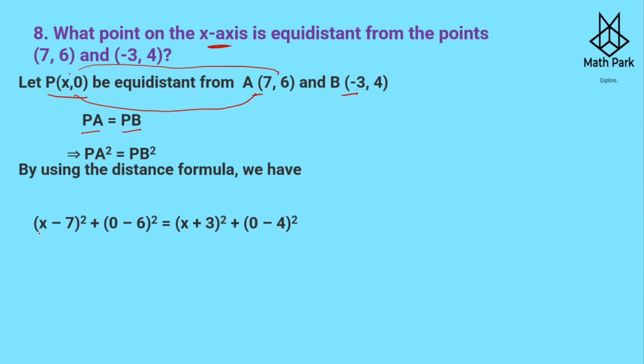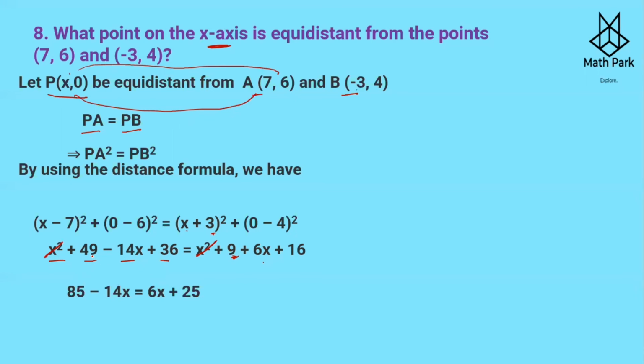Using a square minus b square, you get x square plus 49 minus 14x, 2 times 7, 14x, plus 36 for 6 square. Similarly, x square plus 3 square which is 9, plus 2 into 3x which becomes 6x, plus 4 square which is 16. This x square and x square got cancelled. So we have 49 plus 36 which is 85 and minus 14x, and 9 plus 16 is 25. Minus 14x can be brought here, or I can bring this 6x to that side.